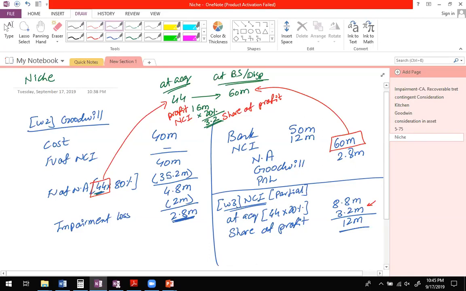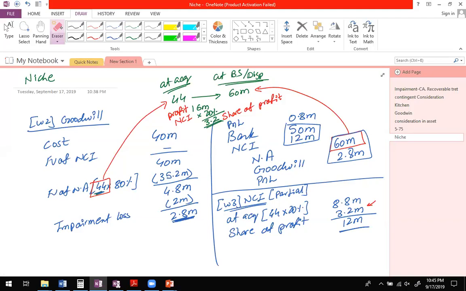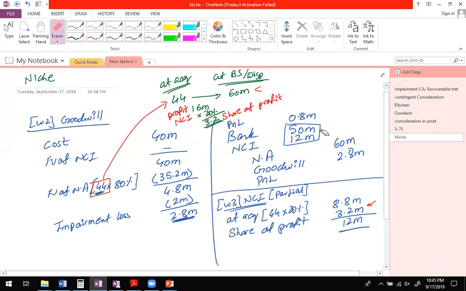So now if I calculate the balancing figure, the debit is 62, the credit is 62.8. So there's a loss of $0.8 million on this transaction. So the balancing figure has given us a loss of $0.8 million. So this is what was to be done in this question.